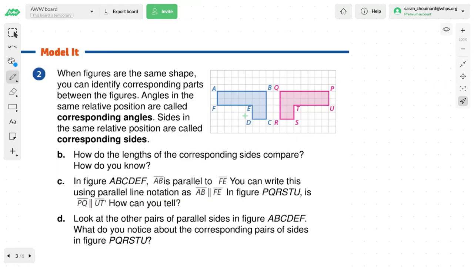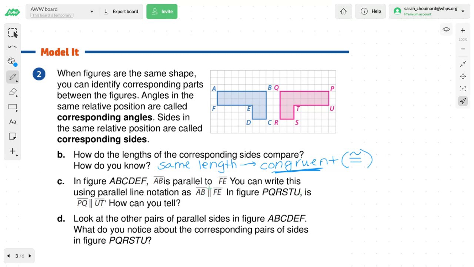So same problem. How do the lengths of the corresponding sides compare? How do we know? Well, we just looked at it. They are the same length. And the fancy word we're going to use for that this unit is congruent. This is like the word of the day, congruent. That means that they're the exact same length. And congruent has a cool little symbol. It's an equal to line with a little squiggly over it. That means congruent.